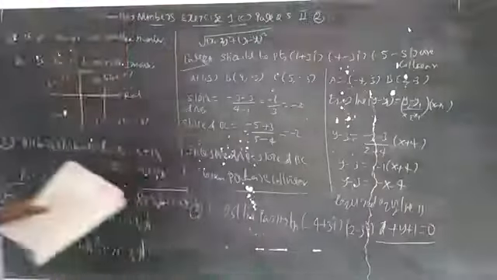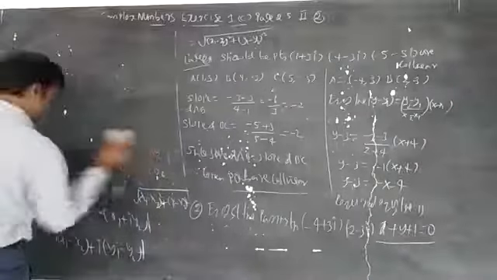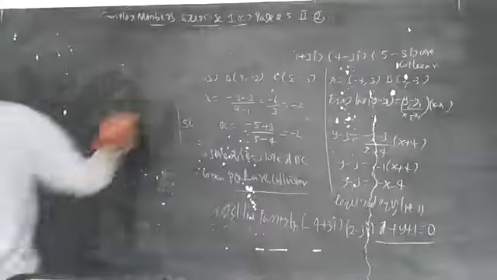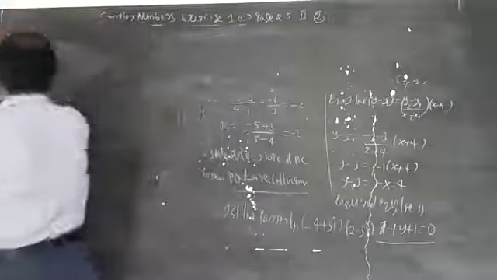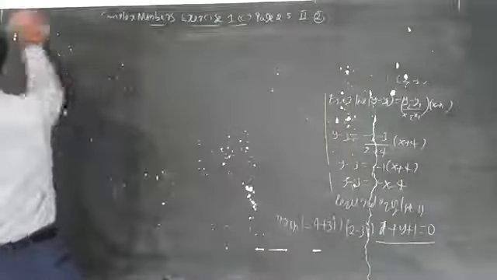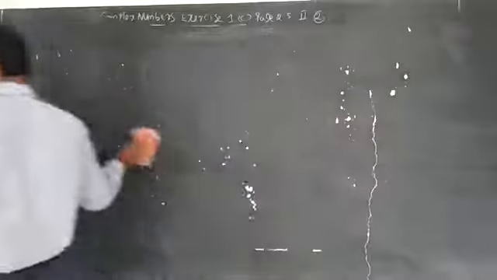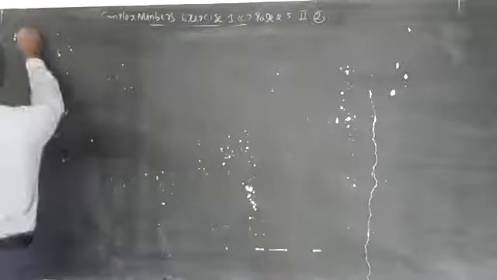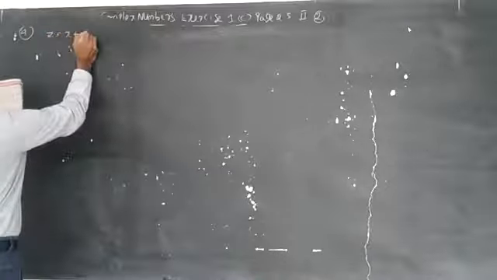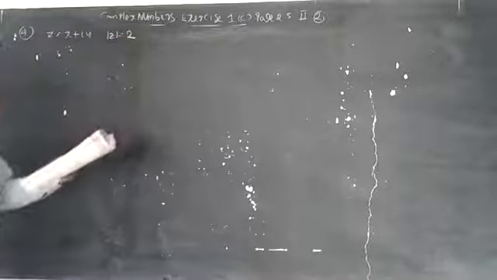Now, example 3. z is equal to x + iy, a complex number, represents a point in the Argand plane. Find the locus of z such that modulus z is equal to 2.